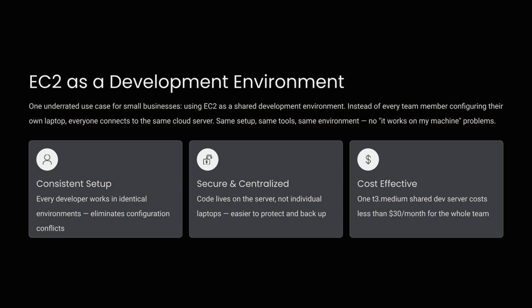An underrated use case is using EC2 as a shared development environment. Instead of team members configuring their own laptops, everyone connects to the same cloud server. This provides a consistent setup and is highly secure. This centralized approach ensures a consistent setup, eliminating configuration conflicts. It's also secure and centralized, as code lives on the server, not individual laptops. Best of all, it's cost-effective. One shared server costs less than $30 a month for the whole team.